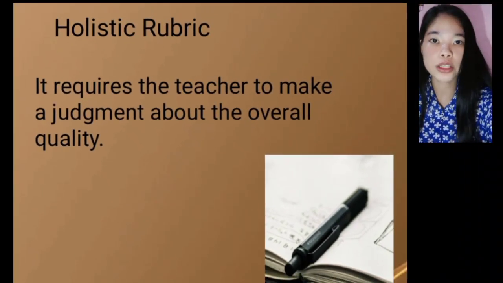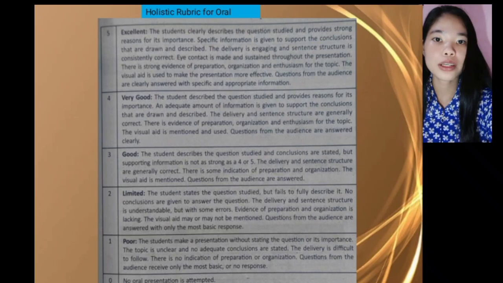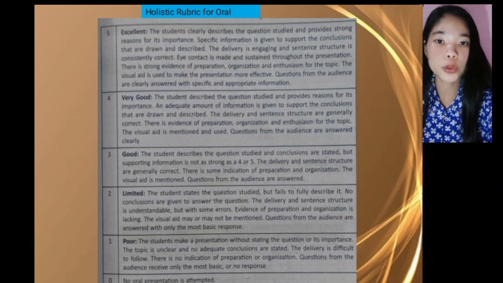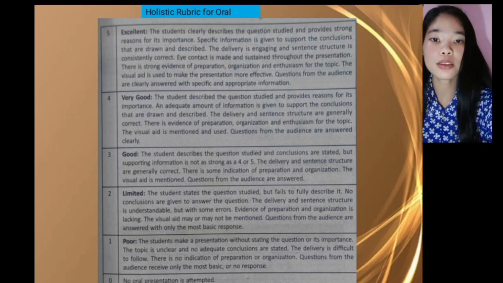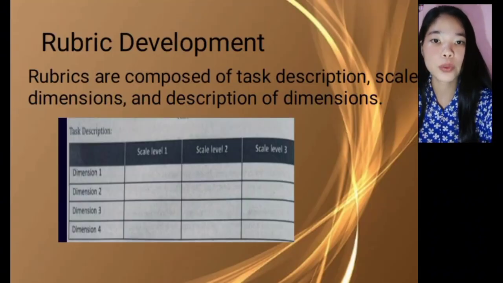However, a holistic rubric assesses the overall students' performance or the quality of their performance. Based on the figure again, the rubric uses a single score to rate factors like clarity, evidence, organization, delivery, and audience engagement. The scores range from 0, or no presentation, to 5, equivalent to excellent, providing a quick overview of the student's performance.